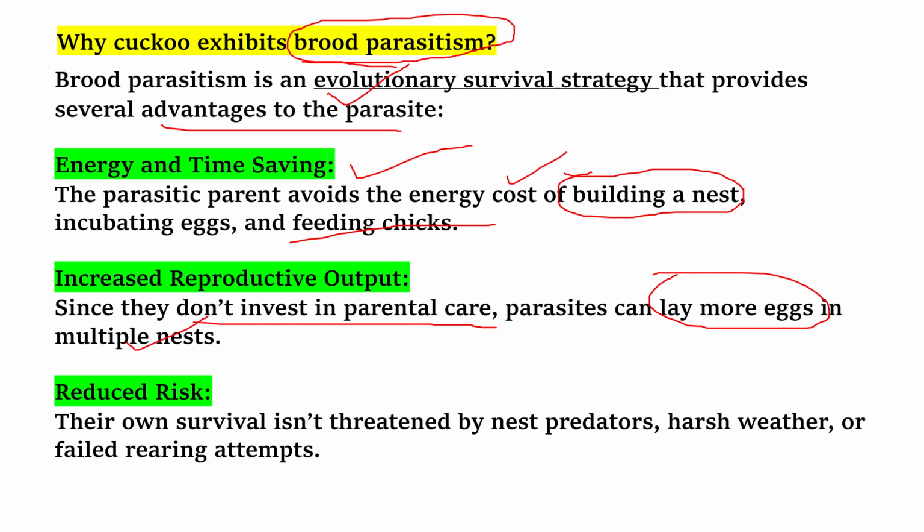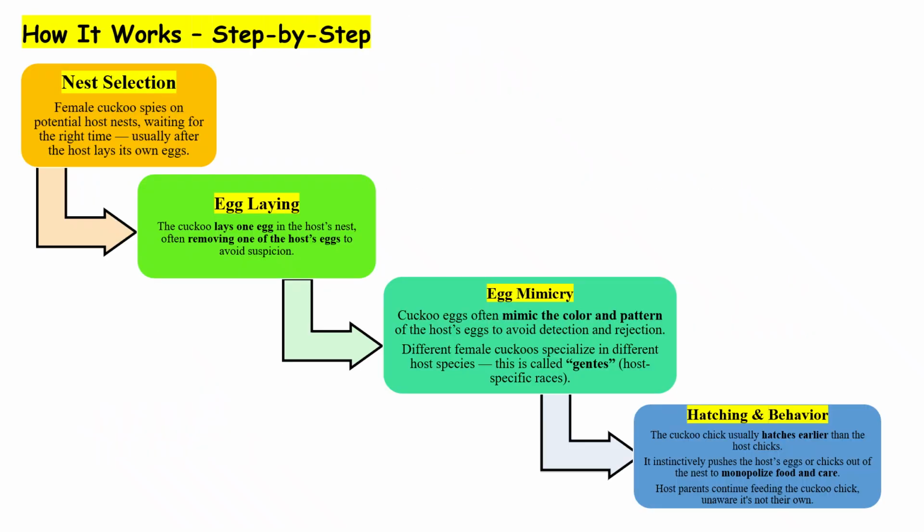So it will increase the reproductive output of the bird. Reduce risk: so their own survival isn't threatened by nest predators, harsh weather, or failed rearing attempts. So there is a reduced risk that all the eggs will be destroyed if she is keeping them in one nest. Okay, so reduced risk is there. That is why she prefers it. It is not because she is lazy. So it will save her time, increase the reproductive output, etc., etc.